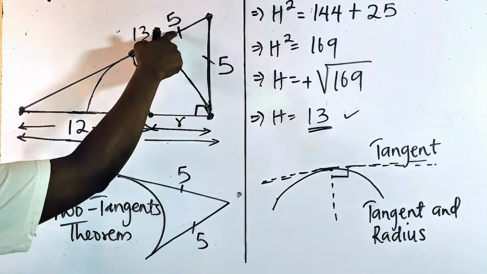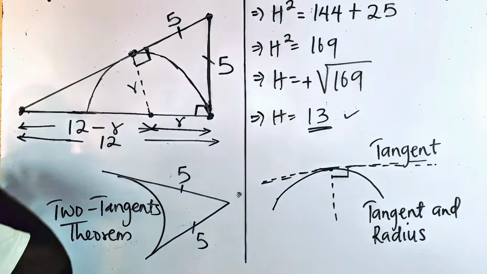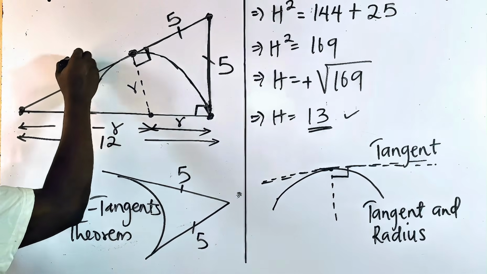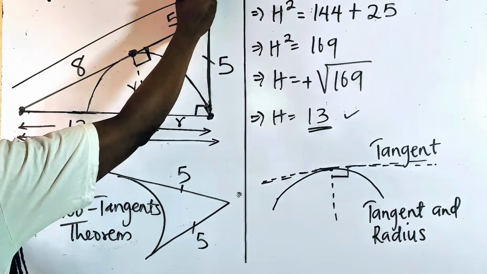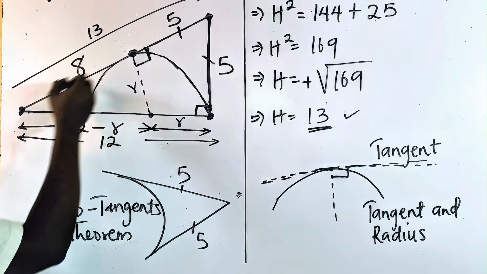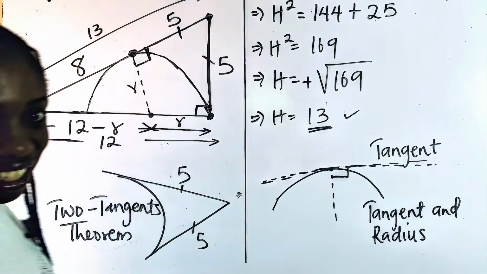So now that we have found here as 5, it means that the remaining length from here to here should now be 8, which is here will be 8. So that when you add the total length, it gives you 13 units. Now that we have found this, let's bring out this shape to calculate the area.